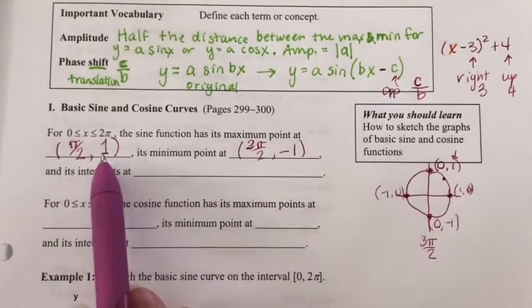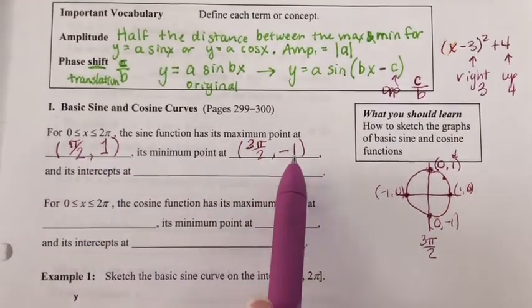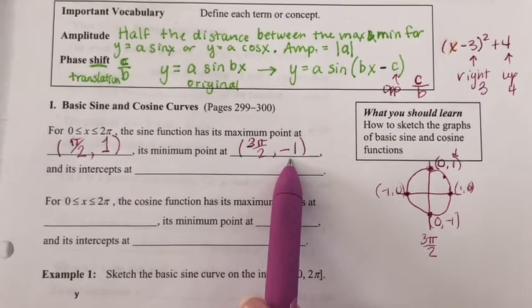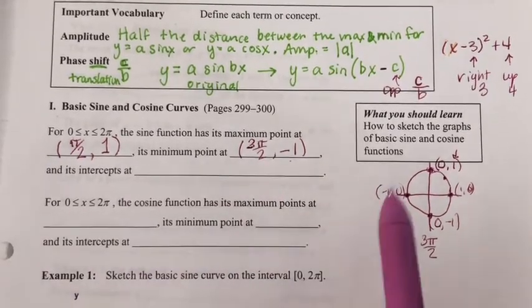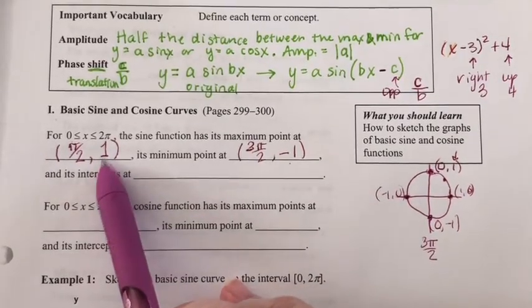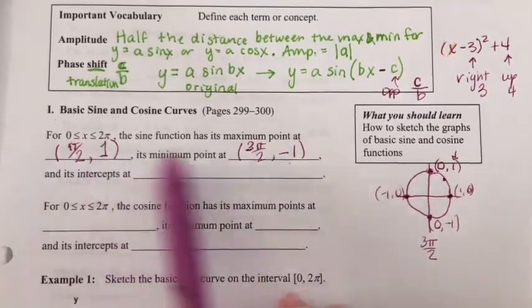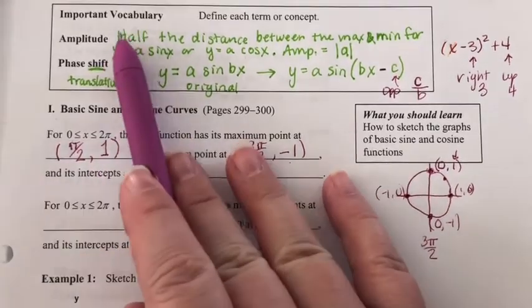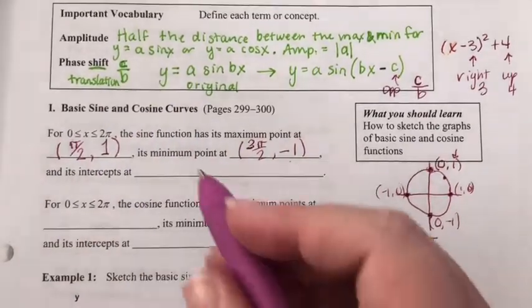So it's bouncing from the highest is 1, the lowest is negative 1, and so it's going up and down from 1 to negative 1. That would be the amplitude is 1, because it goes up to 1 and down to 1. So half that distance is 2, so half that distance is 1.